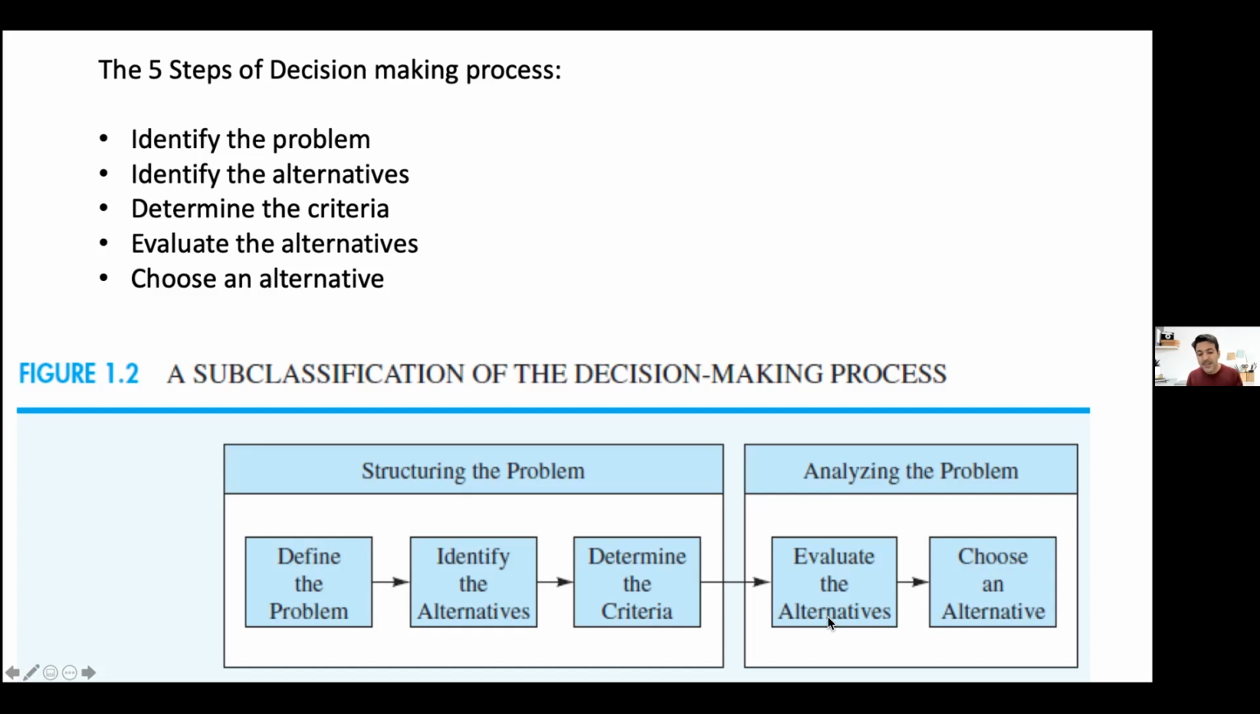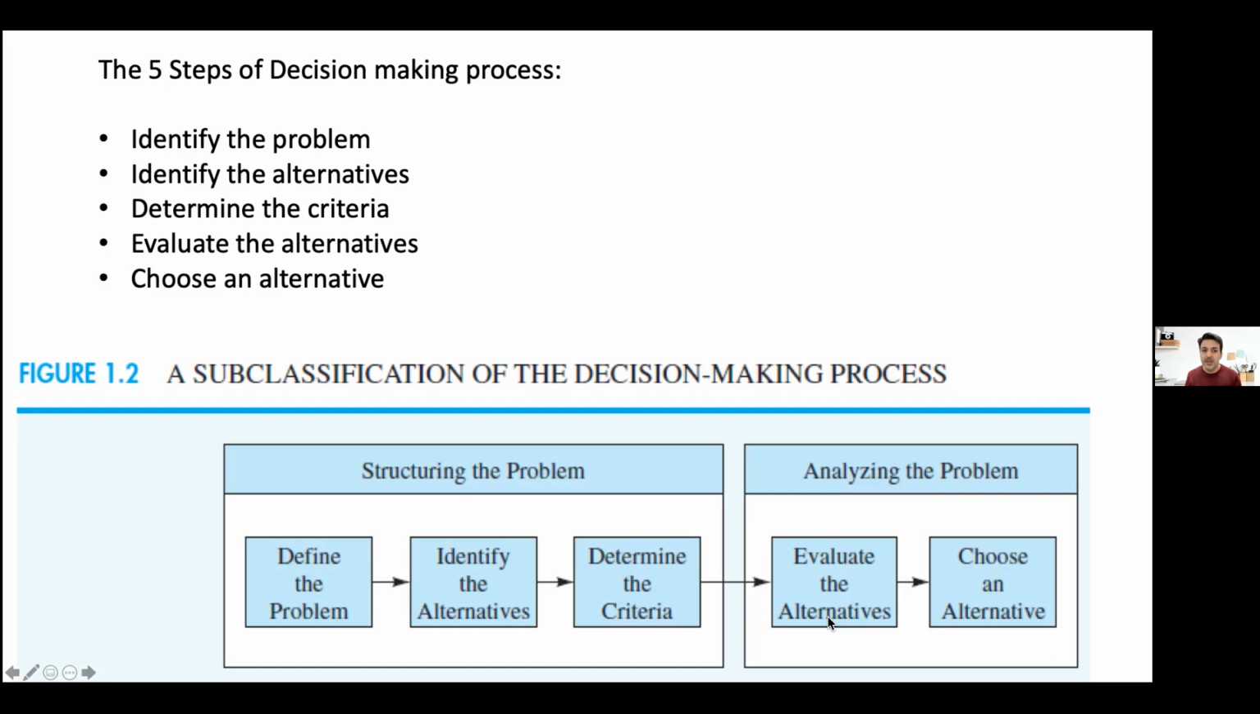Then after that, identifying alternatives. So how many choices do we have in this situation? First of all, what the problem is tells us a lot. And then identify alternatives, the choices, what we can do about it. What's the first choice? What's the second choice? Do you have all the possible choices? Is there any other choice that you can consider?